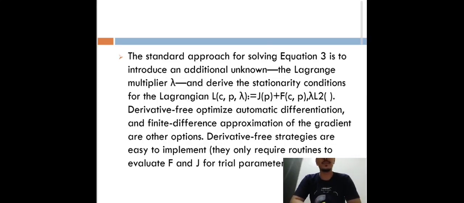The standard approach for solving equation 3 is to introduce an additional unknown, the Lagrange multiplier lambda, and derive the stationary condition for the Lagrangian L(c, p, lambda) equal to J(p) plus F(c, p) lambda. Derivative free optimization, automatic differentiation and finite difference approximation of the gradient are other options. Derivative free strategies are easy to implement. They only require a routine to evaluate F and J for a trial parameter p.